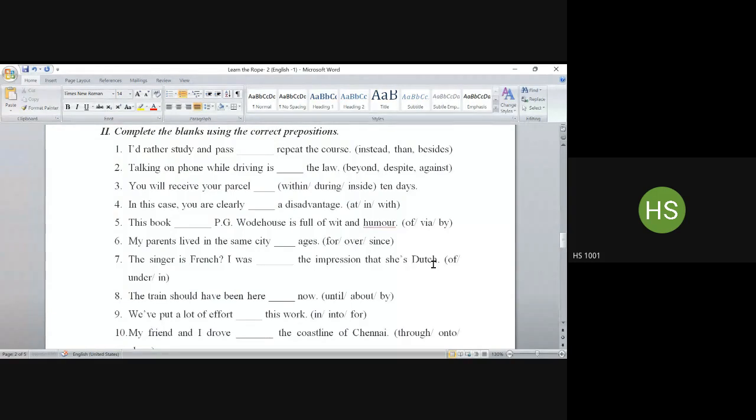Okay. The singer is French. Seventh: Oh, the singer is French. I was dash the impression that she's Dutch. Of, under, in. Under. I was under the impression that she's Dutch.